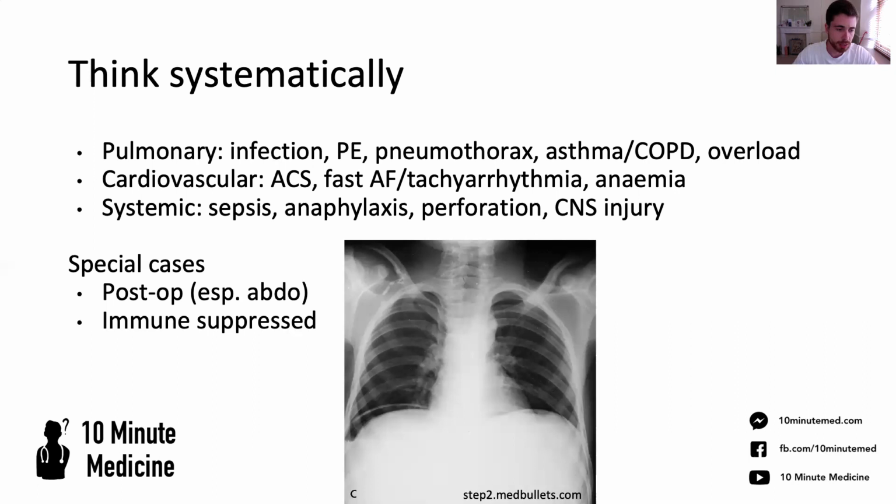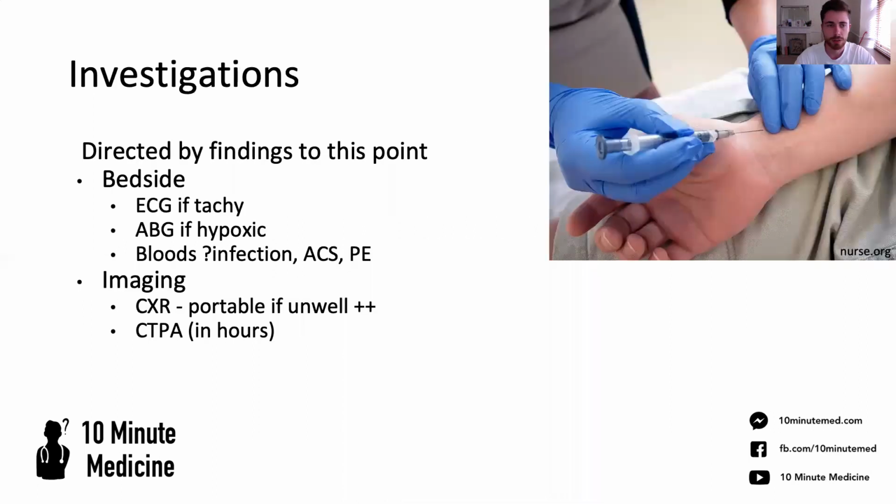There are other cases, as I've said, post-op and immune suppressed as well. So there are lots of things to consider there, but there are obvious causes and non-obvious causes of a high respiratory rate. So when you're doing your investigations, you're going to be thinking about what have I found to this point? If you found that they were hypoxic, then you're going to be doing an ABG. If you found that they were tachy, you're going to be doing an ECG or asking for one. You're going to come to looking to do bloods, and you're going to want to direct them rather than just doing every blood test you can find on the system, and do it intelligently.